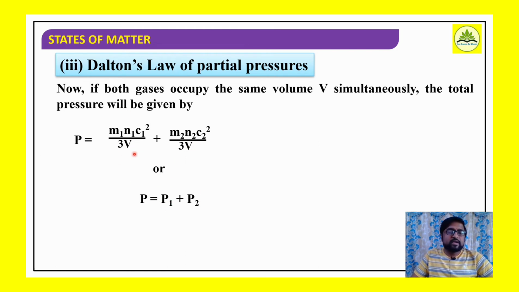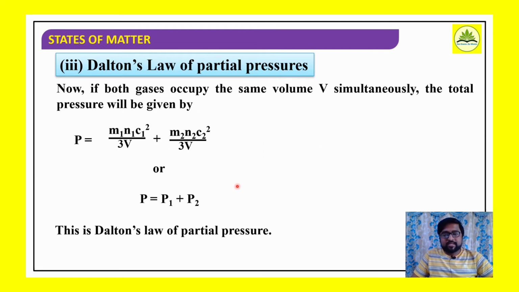So the LCM will be common, (m1 n1 c1² + m2 n2 c2²) divided by 3V, or else P is equal to P1 plus P2. This is Dalton's law of partial pressures.